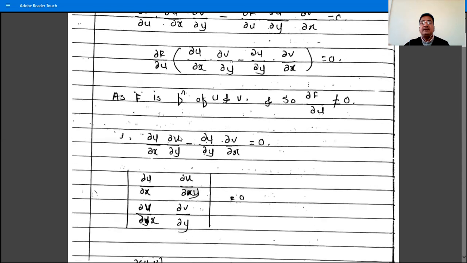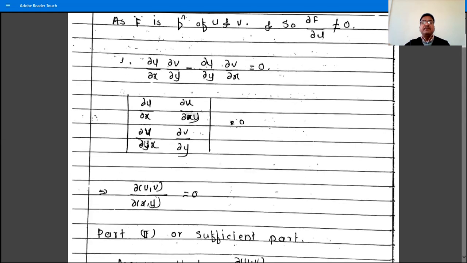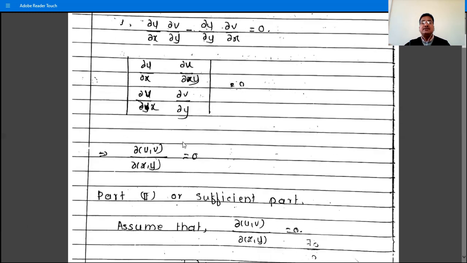∂w/∂x ∂v/∂y − ∂w/∂y ∂v/∂x = 0. And this is the determinant of [∂w/∂x, ∂w/∂y; ∂v/∂x, ∂v/∂y], and this is the Jacobian ∂(u,v)/∂(x,y) = 0. That is the first part. We have to prove ∂(u,v)/∂(x,y) = 0.